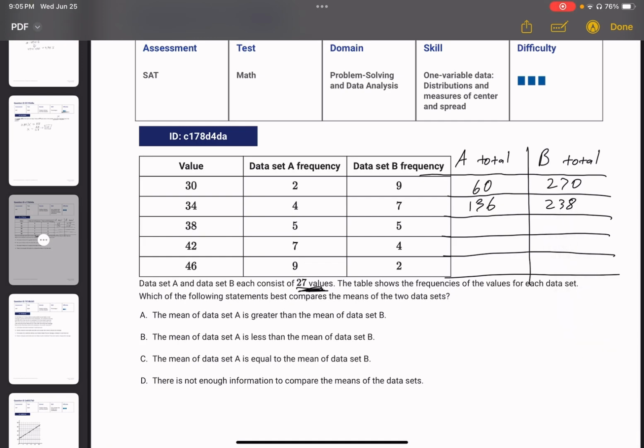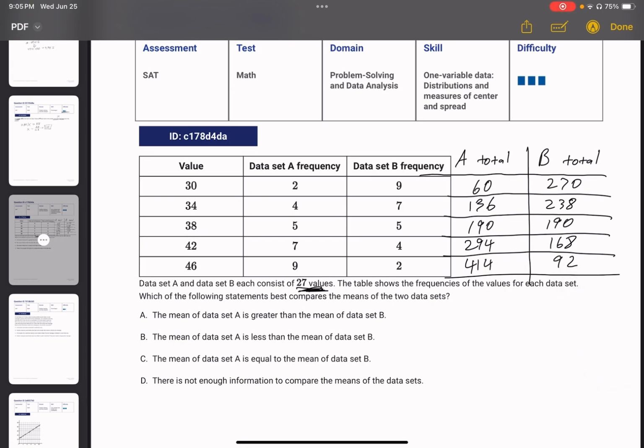And then we have 38 times 5, 190. It's a very long question. Very easy, but very long. And then luckily this is the same. Then we have 42 times 7, and that's going to be 294. And then 42 times 4, which is going to be 168. And then 46 times 9, which is 414. And then 46 times 2, which is going to give you 92.